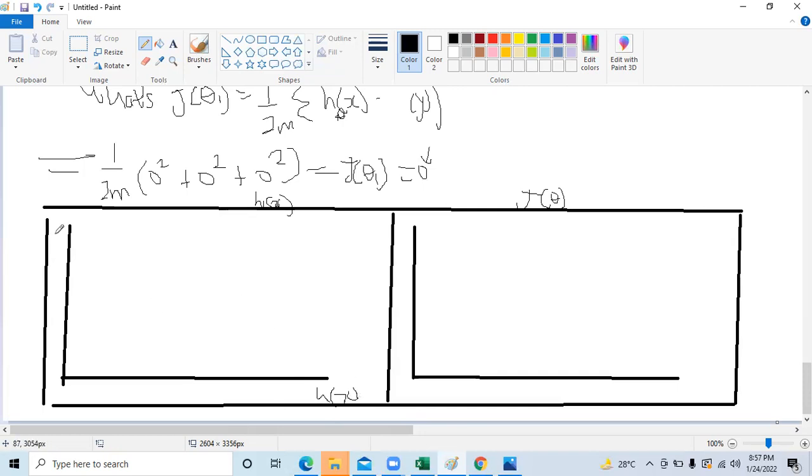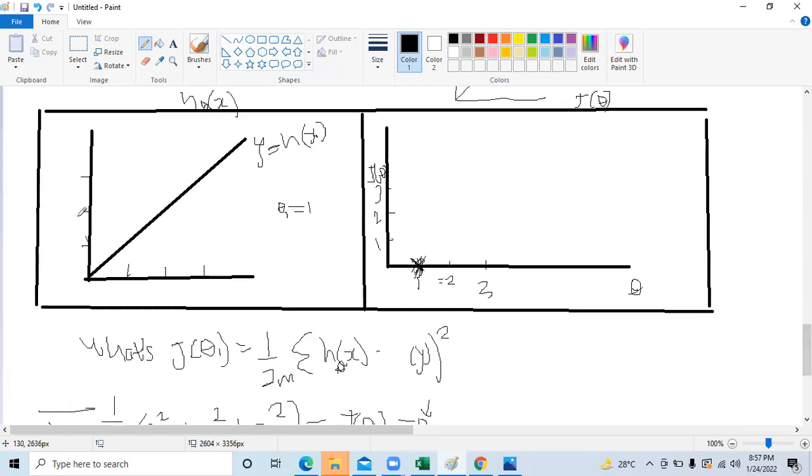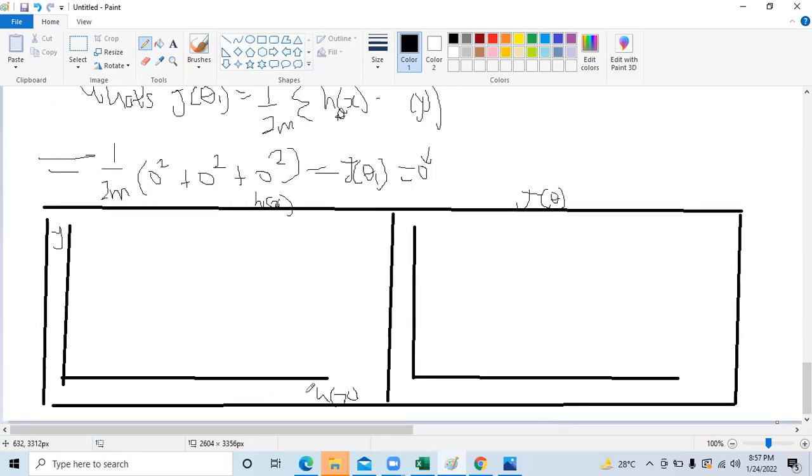And here we have y. I didn't label this well. Here we have y. Here we have h of x. Right, so we have J theta here, we have theta here. So let's see how it works out.